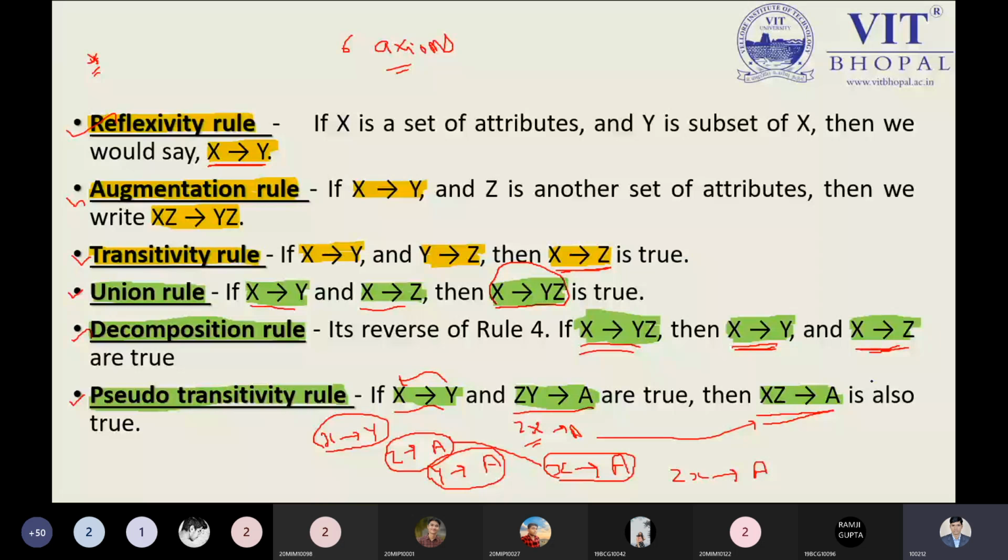Okay, but I have observed many times that the pseudo transitivity rule is applicable, but it is not much usable while solving problems. Most problems can be solved with reflexive, augmentation, transitivity, union and decomposition. But we have to keep in mind how we can solve the problem if there is some chance of using the pseudo transitivity rule.